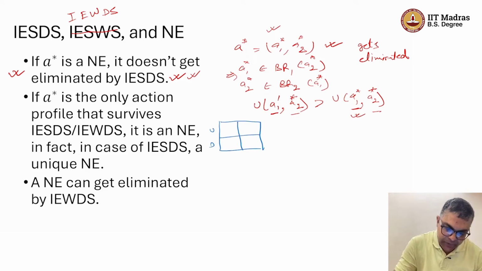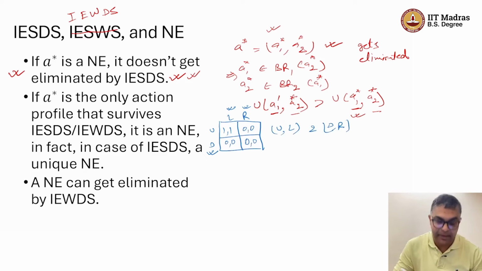Here is up, down, left, right, 1, 1, 0, 0, 0, 0, 0, 0. U weakly dominates D and L weakly dominates R. If you obtain the Nash equilibrium, there are two, U comma L as well as D comma R, as I have already shown you. D comma R is a Nash equilibrium because if player 1 wants to deviate, he can deviate from D to U. The payoff would remain the same, from 0 to 0, no increase.